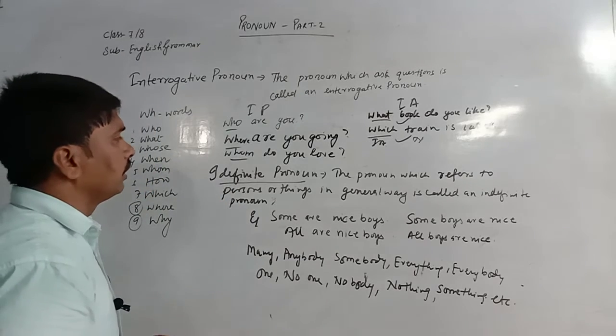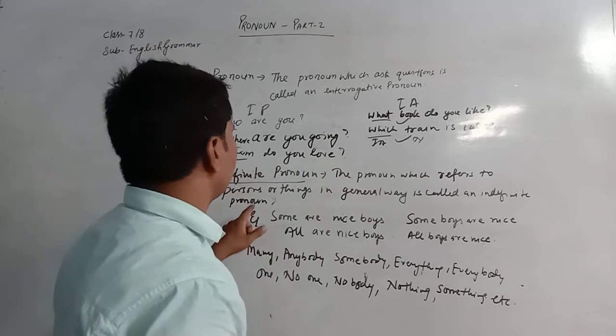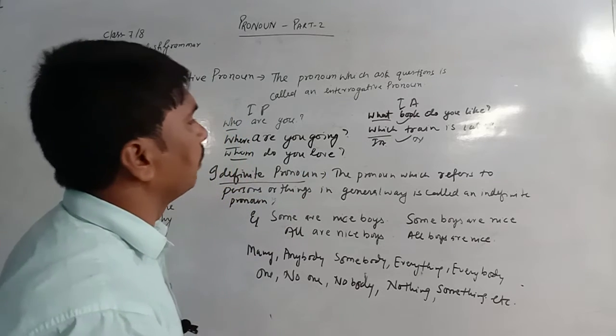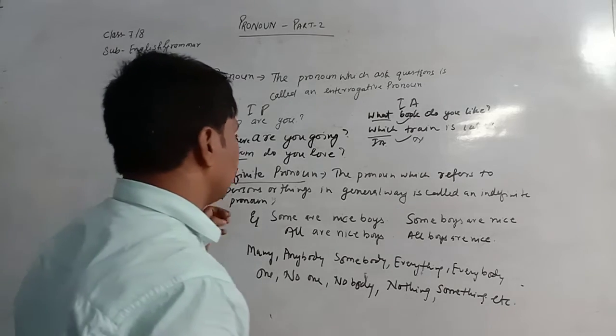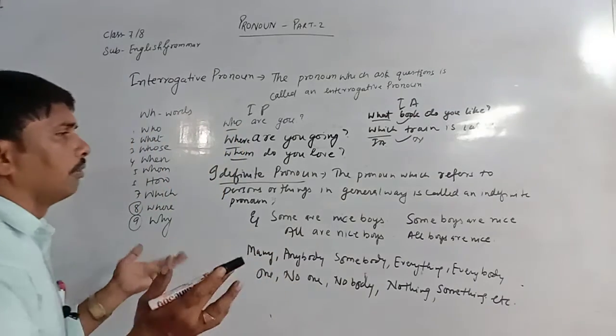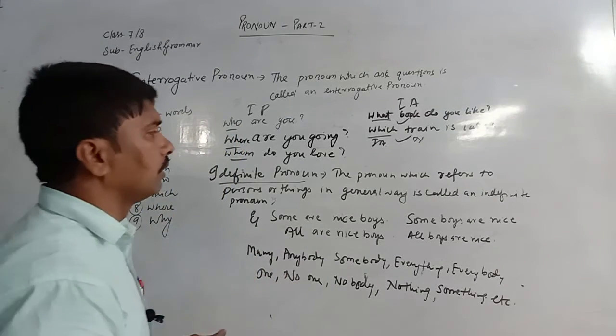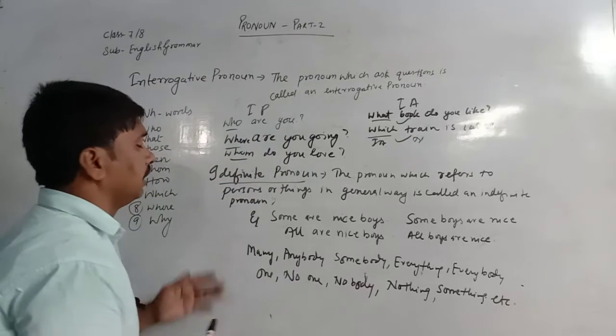Now we'll talk about indefinite pronoun. The pronoun which refers to persons or things in a general way is called an indefinite pronoun. वो pronoun जो किसी भी चीज़ को, कोई व्यक्ति को या कोई भी चीज़ को जनरल वे में आम तौर के रूप में पेश करते हैं या दिखाते हैं, दर्शाते हैं, उसे कहते हैं हम लोग indefinite pronoun.